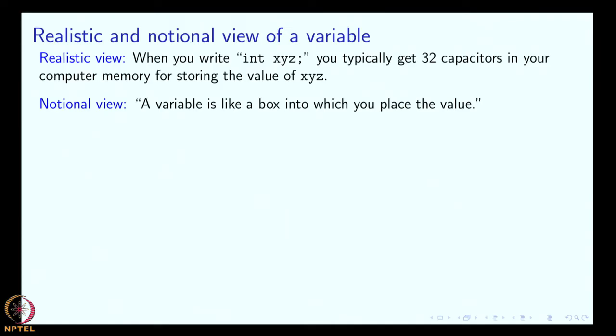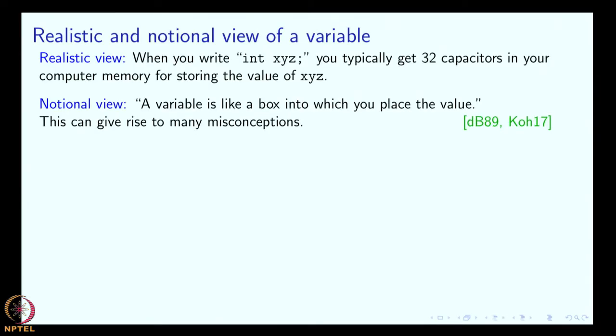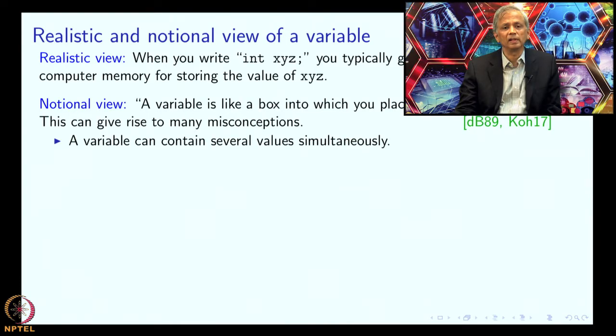Now, this is a fine description, but it is amenable to misunderstanding. Okay? And this has been studied by many researchers. So, the references are at the end of the slides. For example, a variable can be thought of as containing several values simultaneously. Why? Because if it's a box, well, I can put several slips of paper in it. So, if I write a equal to 1 and then I write a equal to 2, well, maybe the second slip of paper got in.